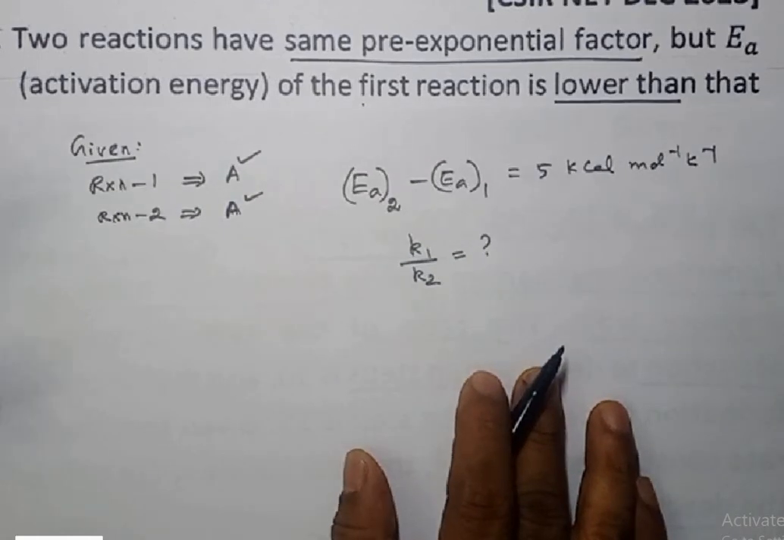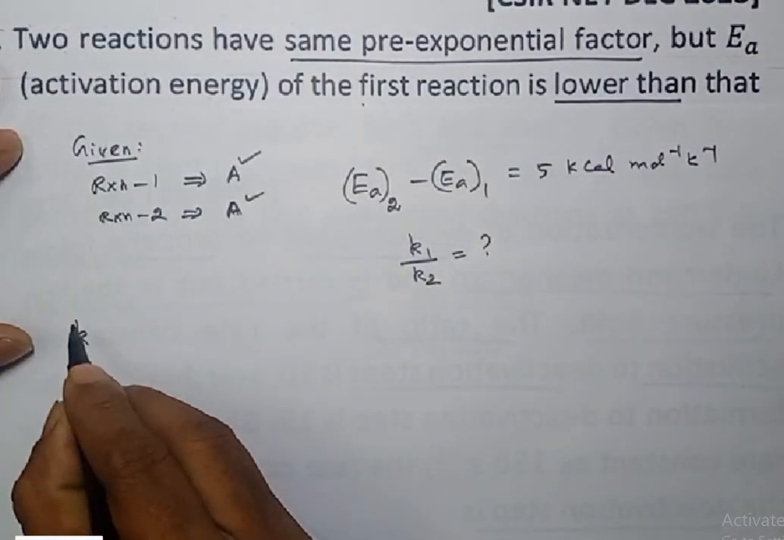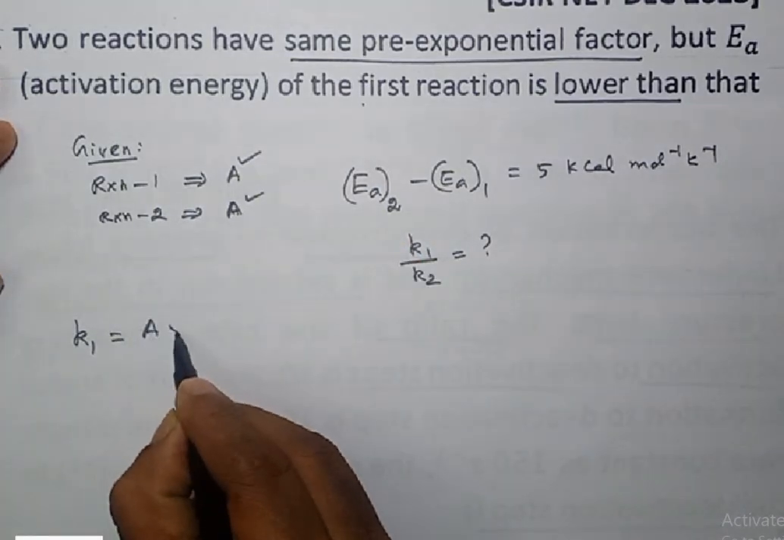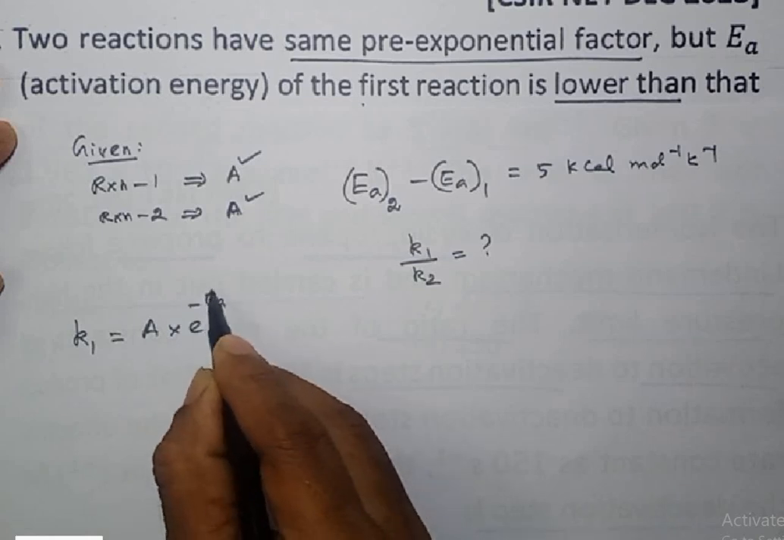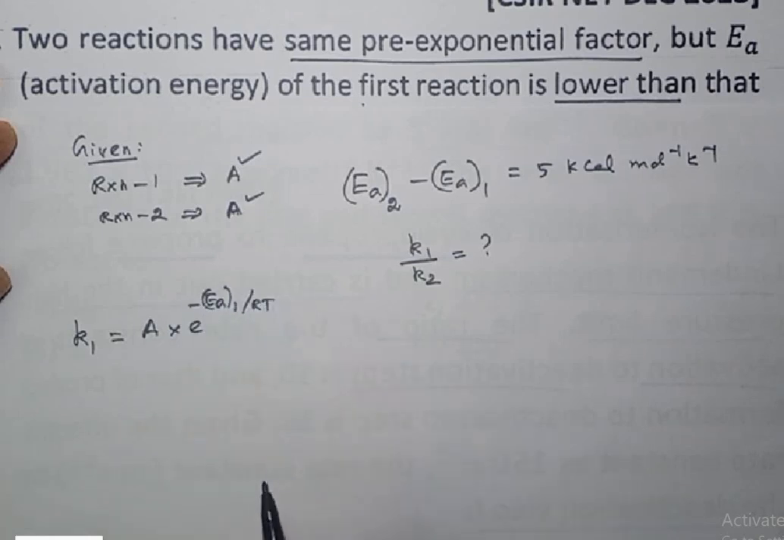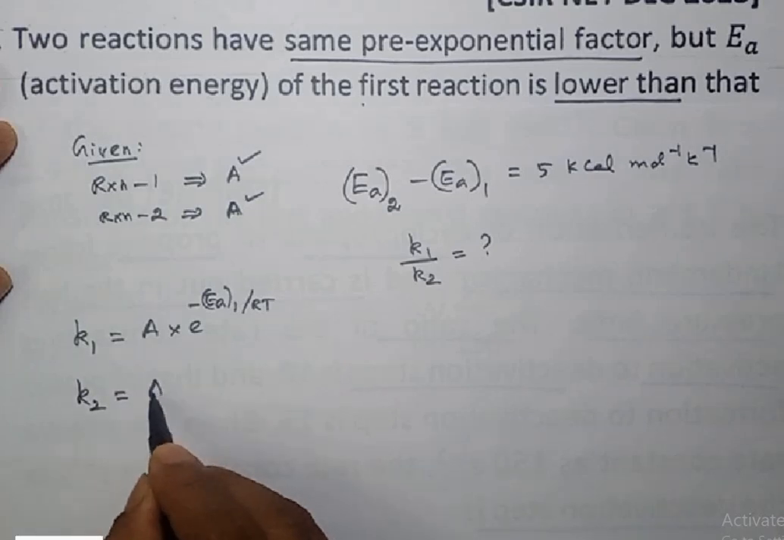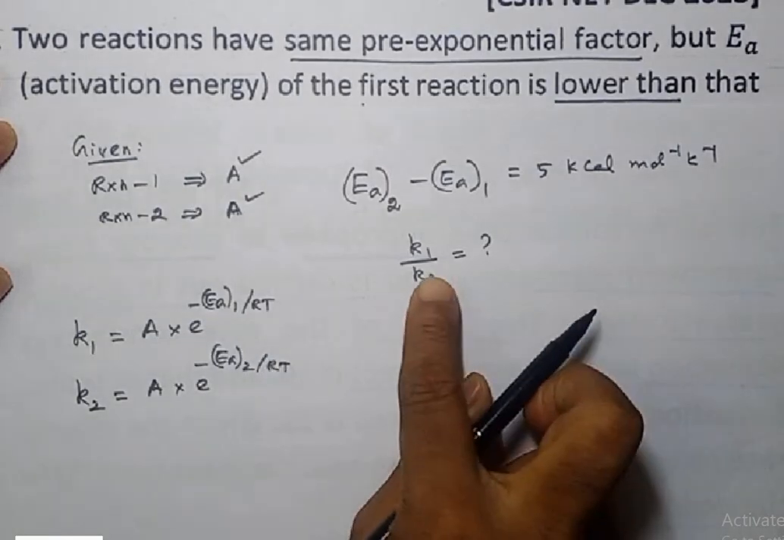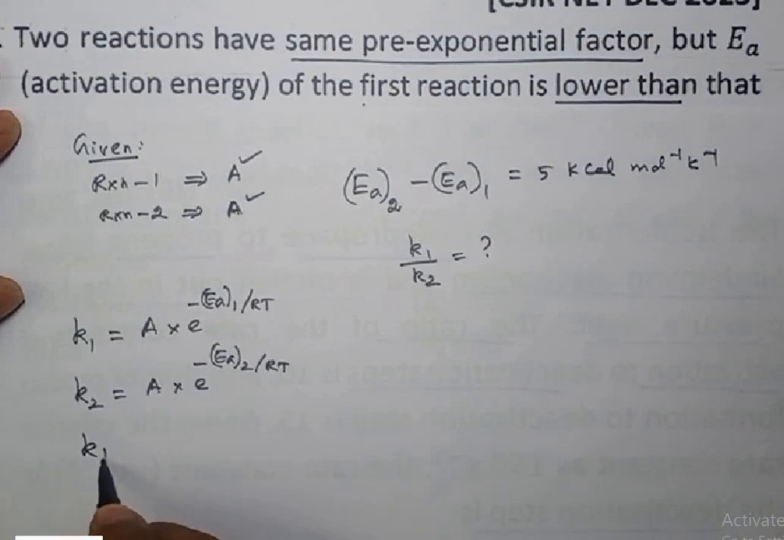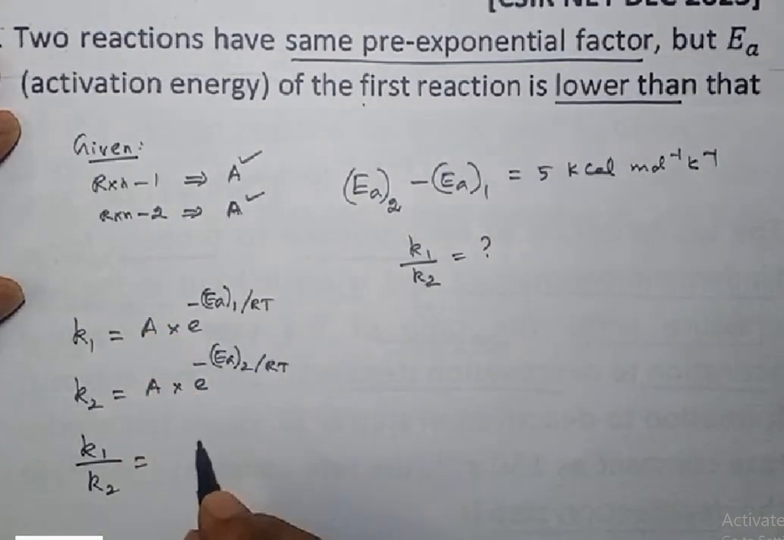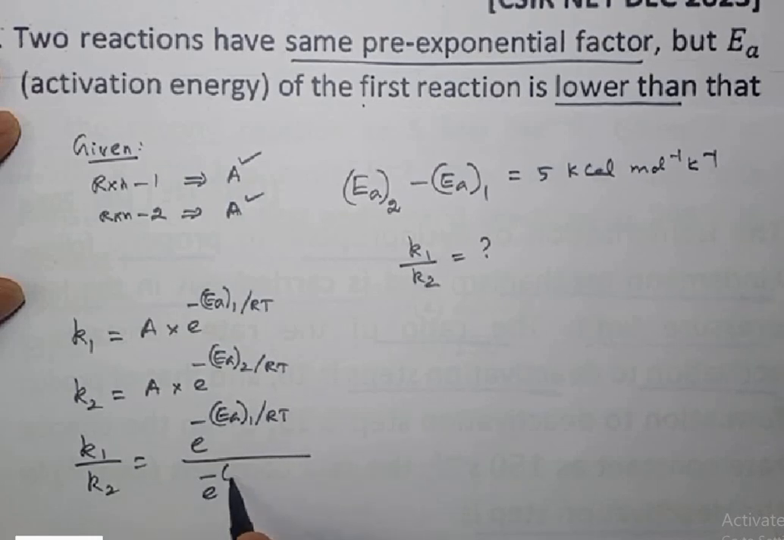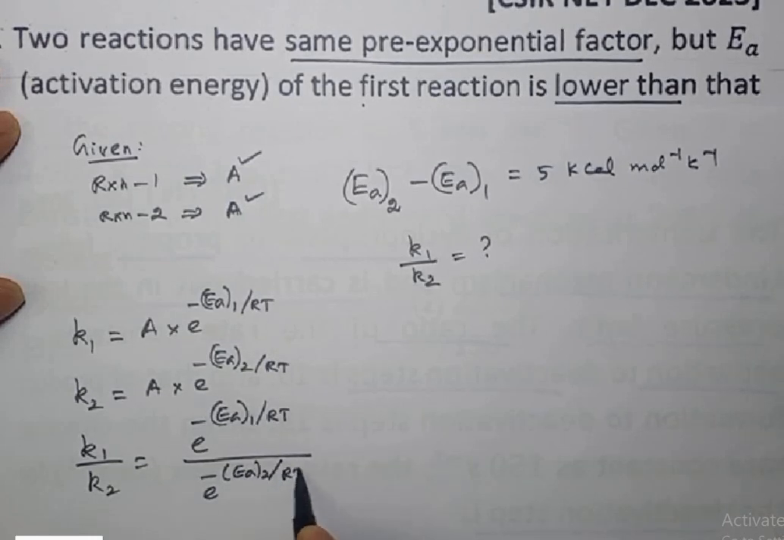How to do it? Very simple. You know very well, according to the Arrhenius equation, the rate constant for the first reaction K1 equals A into e power minus EA1 by RT. For the second reaction, K2 is equal to A into e power minus EA2 by RT. We want K1 by K2, so divide these two. K1 by K2 equals, A cancels, e power minus activation energy of the first reaction by RT in the numerator, and e power minus activation energy of the second reaction by RT in the denominator.